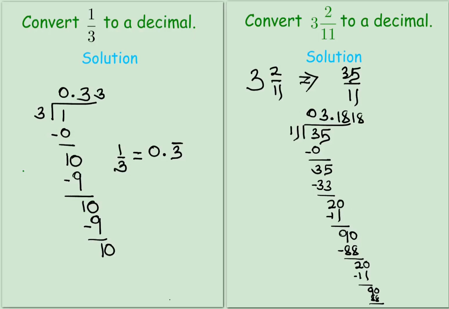So we can then conclude that our 3 whole number 2 over 11 is actually 3.18 with the bar on both the 1 and the 8 because they are both repeated. You see, so this is basically how we convert fractions to decimals. You don't have a problem if your long division is okay. But if not, you can check my playlist on long division so that if there's anything you don't understand, you'll be clarified on those lessons as well.